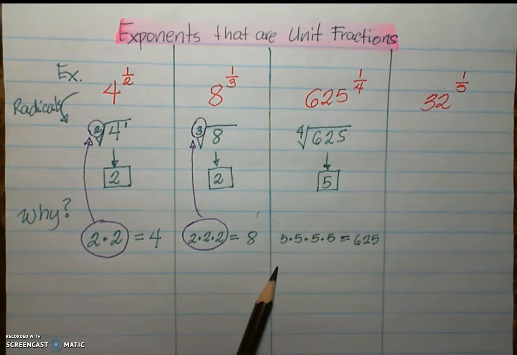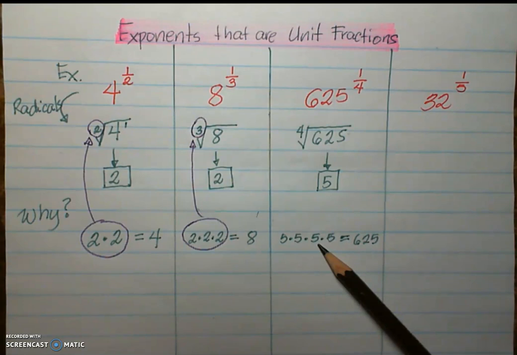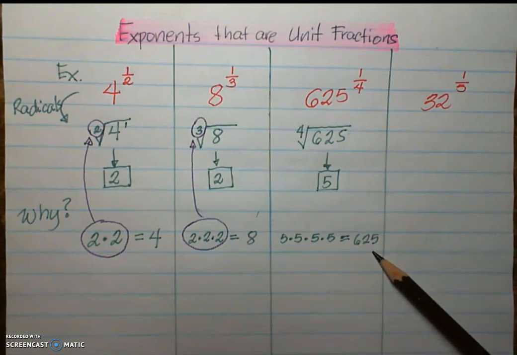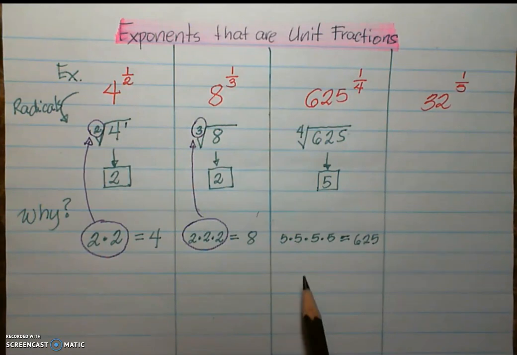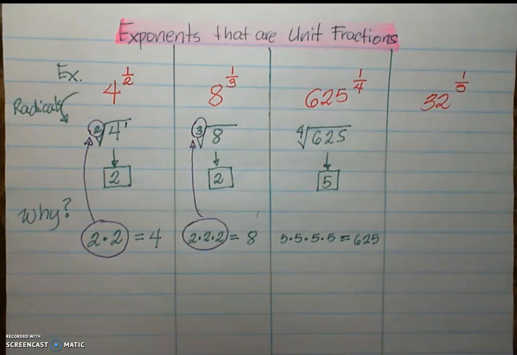Why? And this is why. 5 times 5 is 25, times 5 is 125, times 5 is 625. So again, notice the relationship of the number of factors, which is 4, to the index.